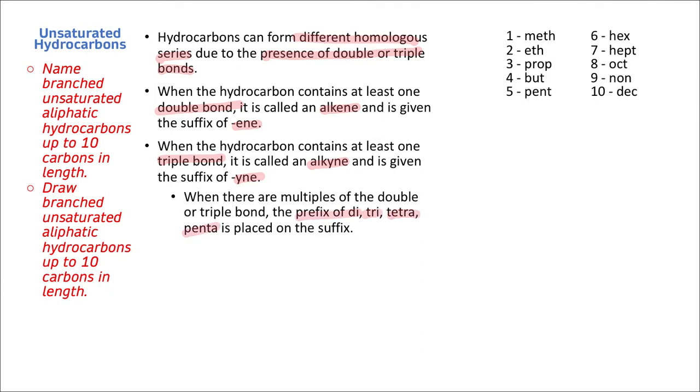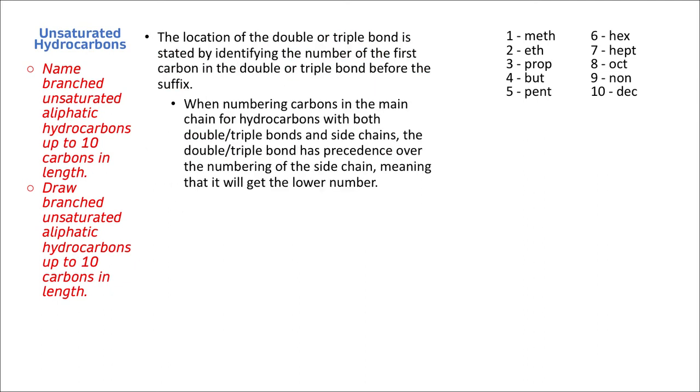Let's go to the next one and then we'll go over the try. The location of the double and triple bond is stated by identifying the number of the first carbon in the double or triple bond, before the suffix. Let's go try some of those. Let's do this one here.